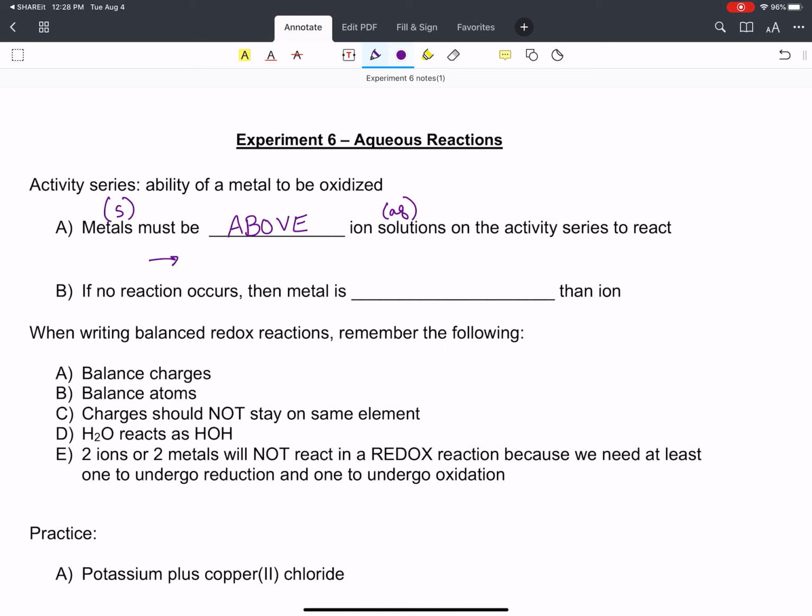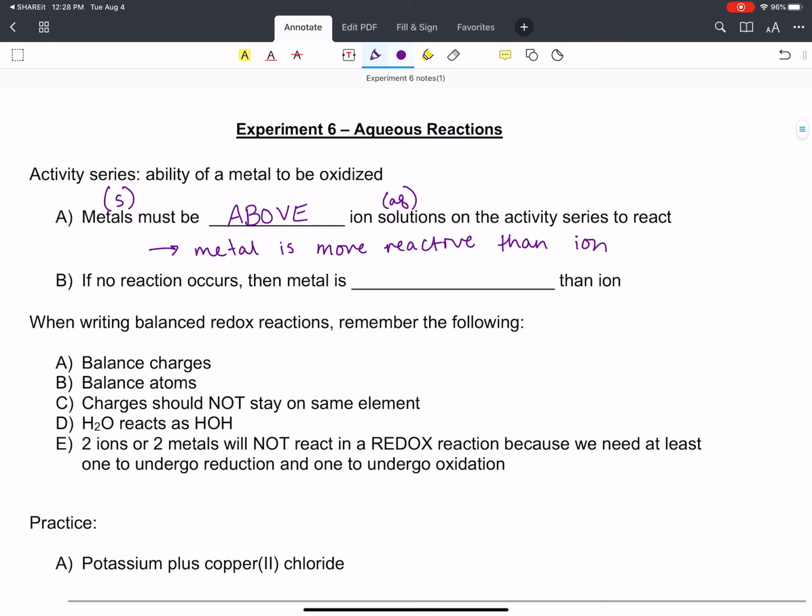So this tells us that the metal is more reactive than the ion. If a reaction occurs, that means whatever is the solid in your reaction is more reactive than whatever was the ion or the aqueous species in your reaction. If no reaction occurs, that means that the metal, or the thing that's solid, is less reactive than your ion or whatever was aqueous in your reaction.